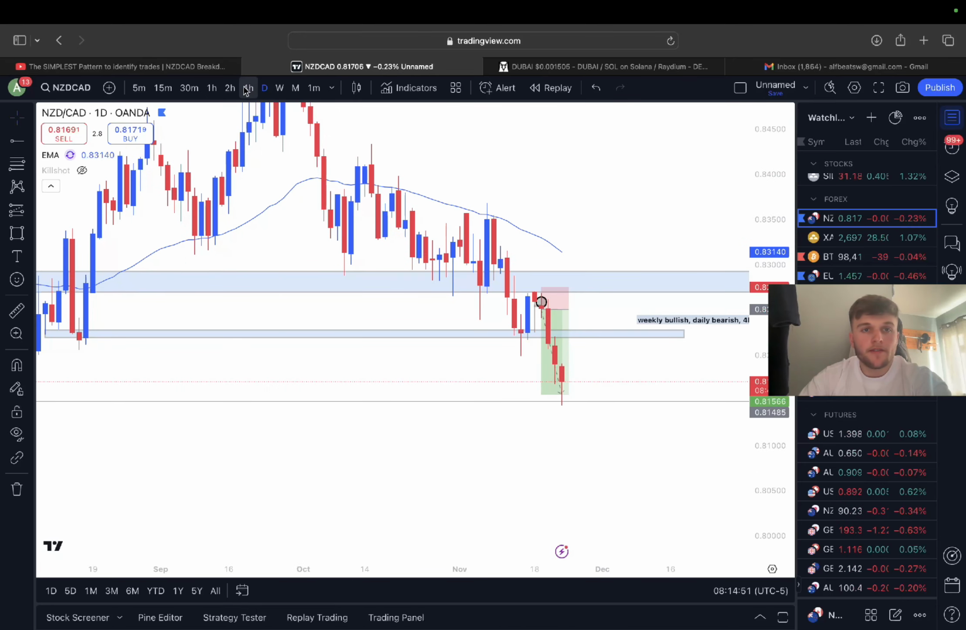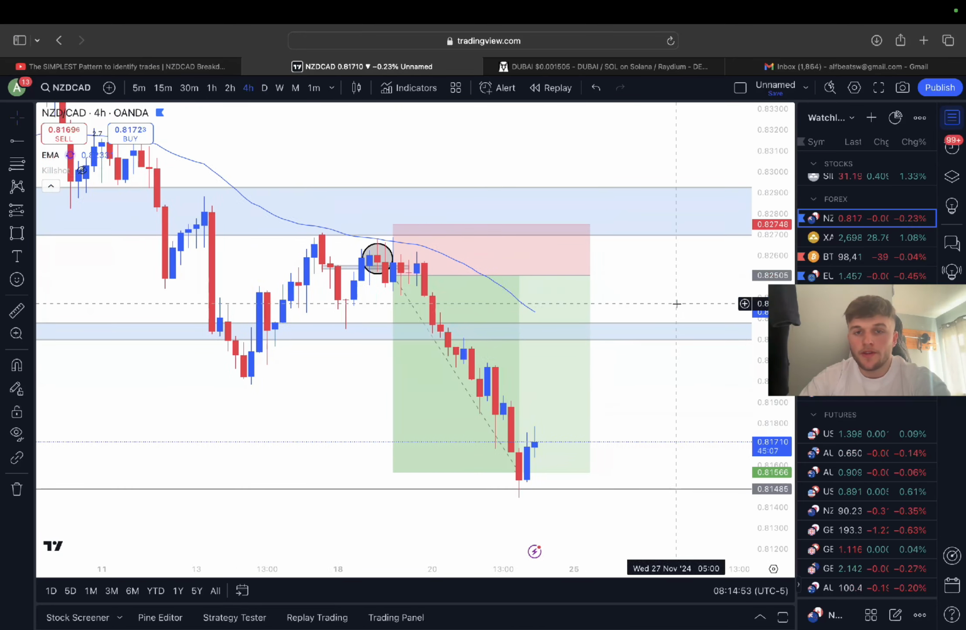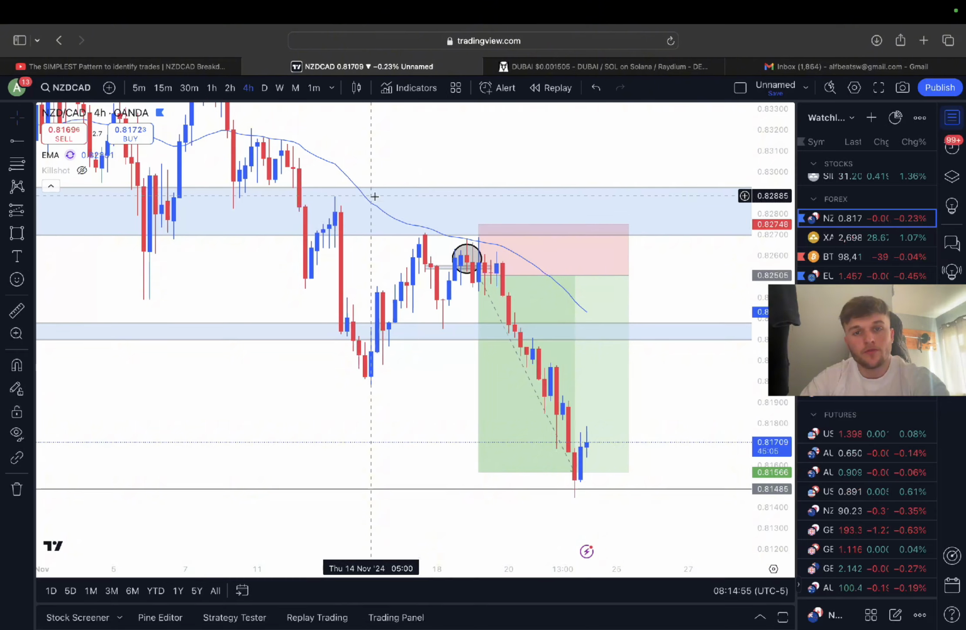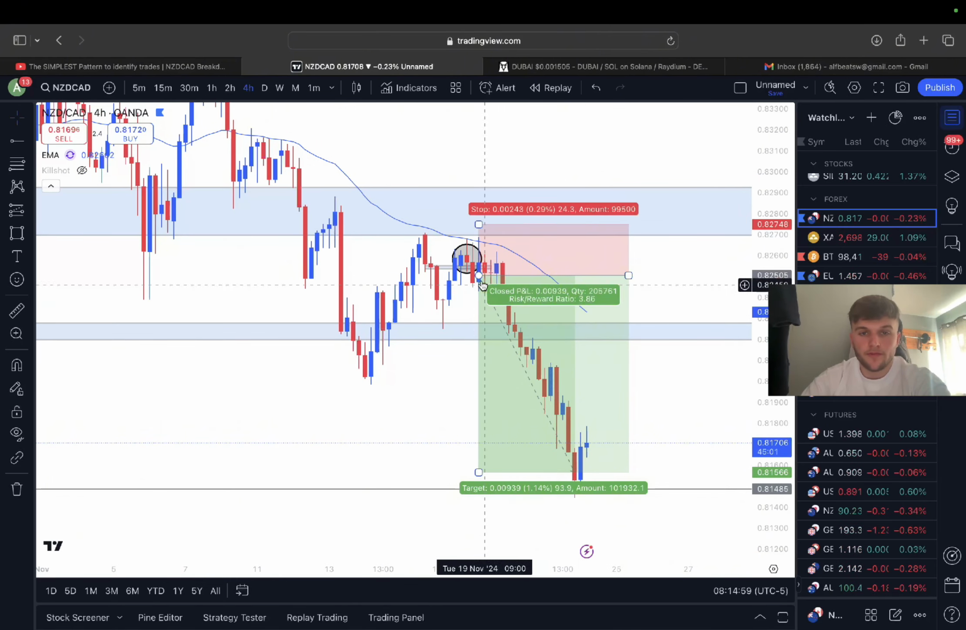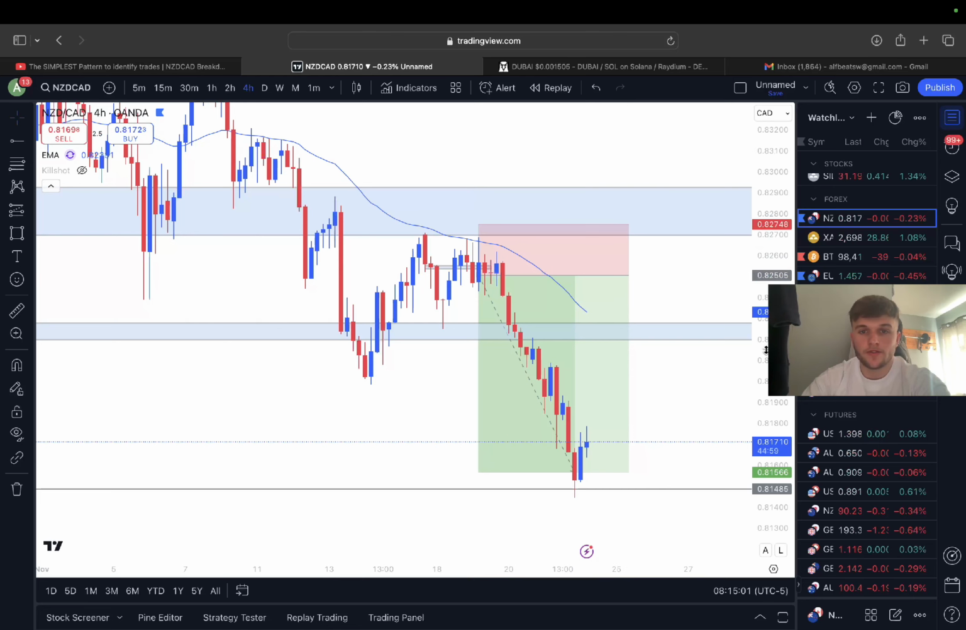But yeah, this is a very, very simple trade. It's so easy once you've got the hang of it. And it's also retested the 4-hour EMA. EMA is a very, very important, really good confluence in my trading.